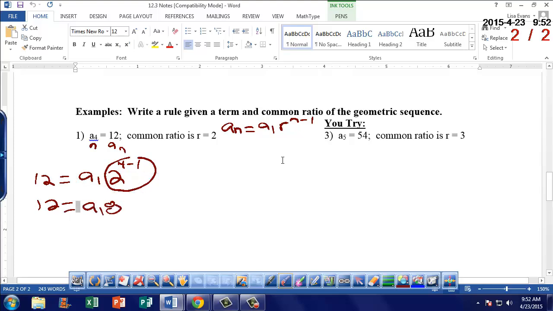Can't be afraid of fractions in this lesson. We want to get a sub 1 all by itself, so we're going to divide both sides by 8 and reduce the fraction. I would just leave it as a fraction, and we get 3/2. Now I have my a sub 1 and I have my r. I can plug it in.